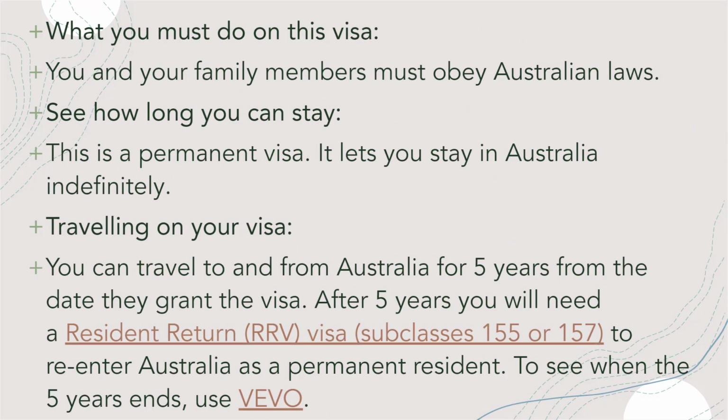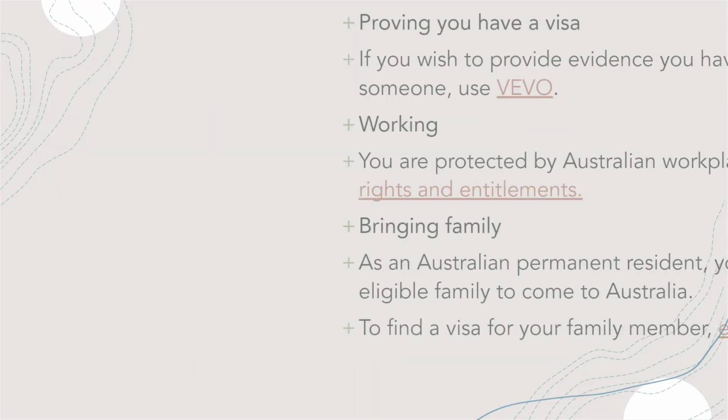What you must do on this visa. You and your family members must obey Australian laws. How long you can stay. This is a permanent visa. It lets you stay in Australia indefinitely. Traveling on your visa, you can travel to and from Australia for 5 years from the date we grant the visa. After 5 years you will need a resident return visa, subclass 155 or 157, to re-enter Australia as a permanent resident. To see when the 5 years ends, use VEVO, proving you have a visa.